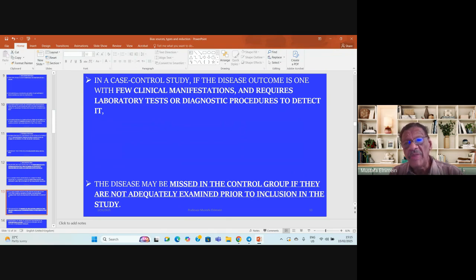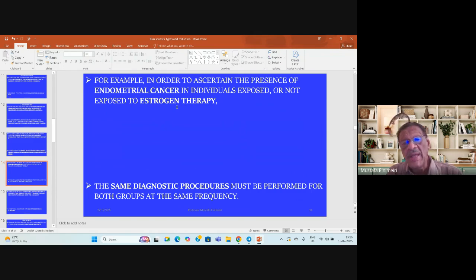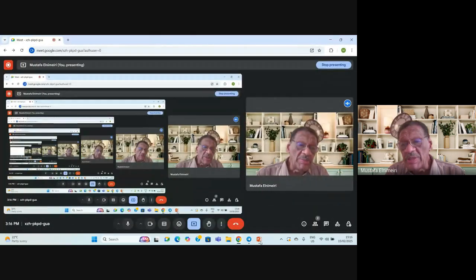In a case control study, if the disease outcome is one with few clinical manifestations, or the clinical picture is limited, with few symptoms and signs, then to diagnose the case, intensive laboratory tests or diagnostic procedures are required to detect it. Thus, the disease may be missed in the control group if they are not adequately examined prior to inclusion in the study. For example, in order to ascertain the presence of endometrial cancer in individuals exposed or not exposed to estrogen therapy, the same diagnostic procedure must be performed for both the cases and the controls.